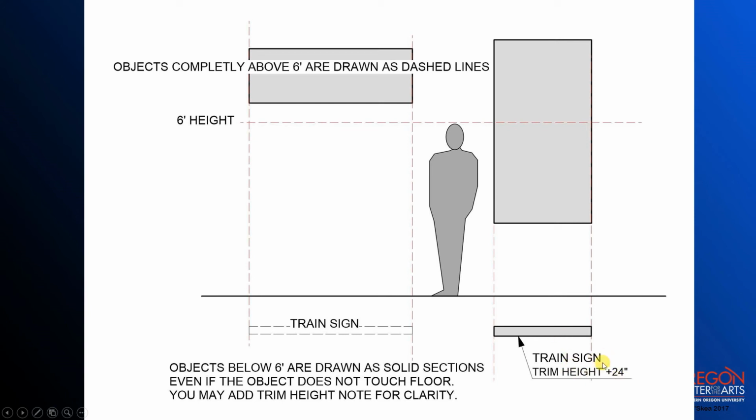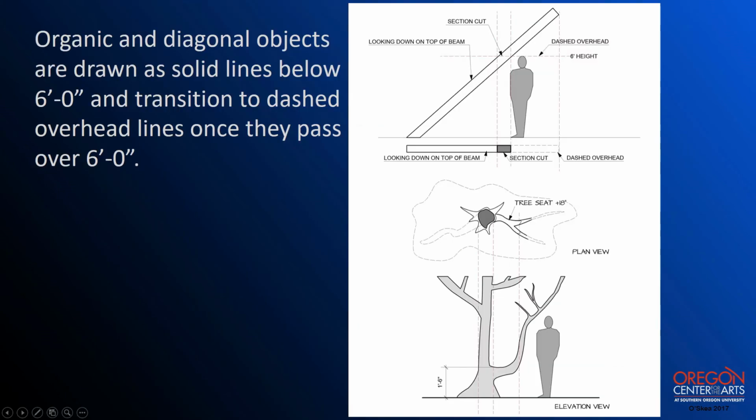So the label for this unit, when you draw it on your ground plan, might include this bit of information to let us know that it's not actually touching the stage floor, but we have to draw it as a solid object because the actor is going to bang into it if they try to walk in that direction. Organic and diagonal objects are drawn in a similar way.